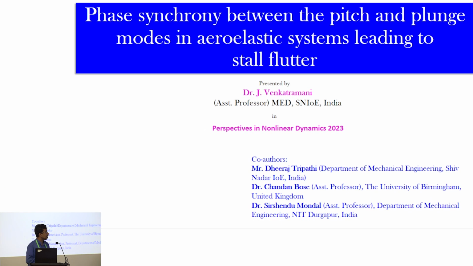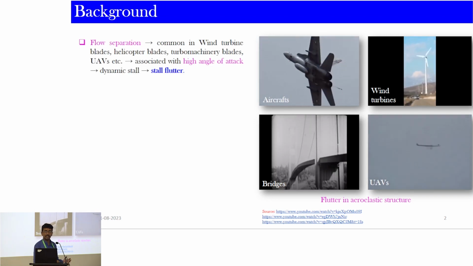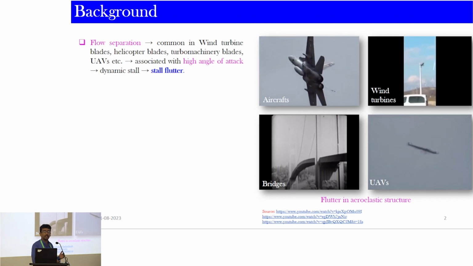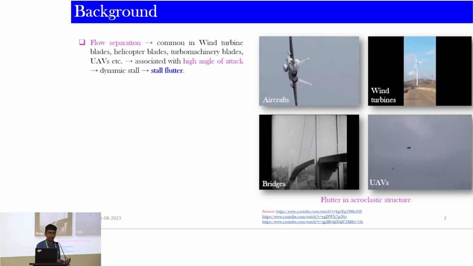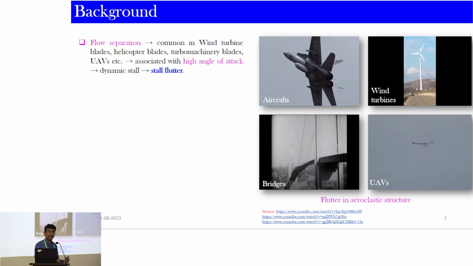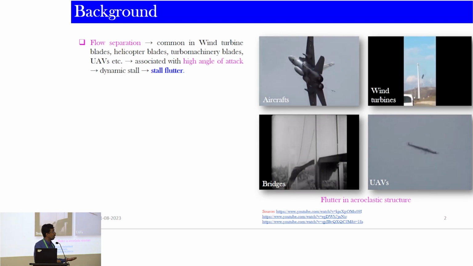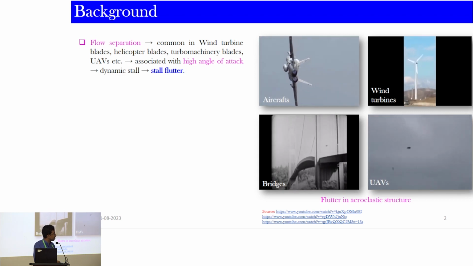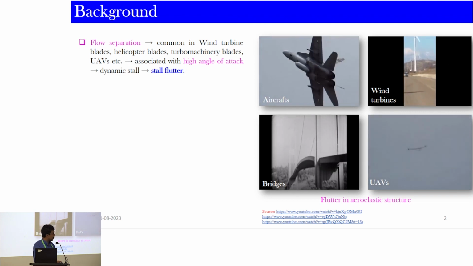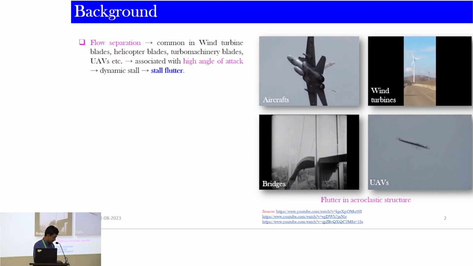To continue on, when fluid structure interaction occurs, there is a specific class of problems where you have flow separation occurring. This is not a one-step process, but rather a multi-step process, often viewed as a nonlinear aerodynamical phenomenon called dynamic stall behavior. The output of it from a structural perspective is usually termed stall flutter. This is a very dangerous one, and it occurs in a number of systems ranging from aircraft to wind turbine blades, helicopters, and UAVs.